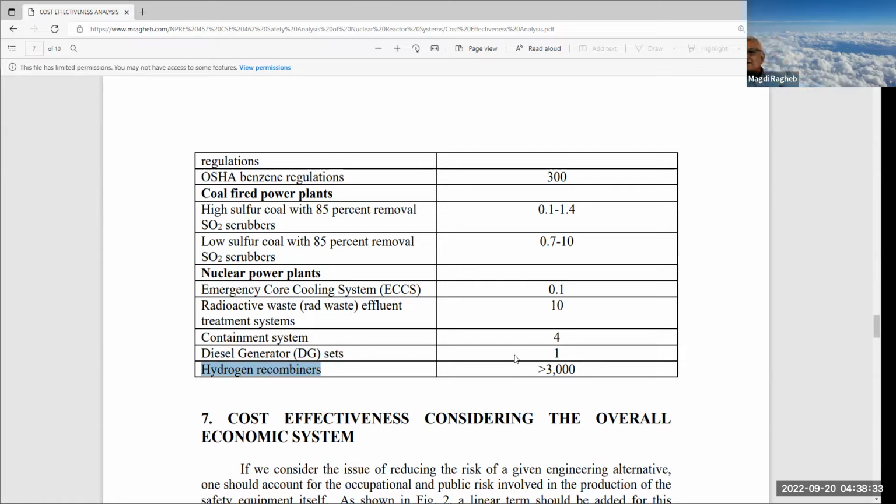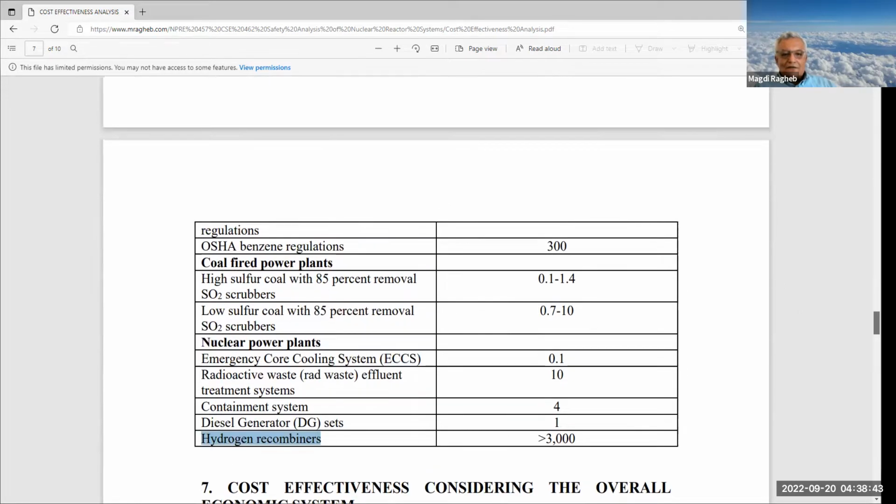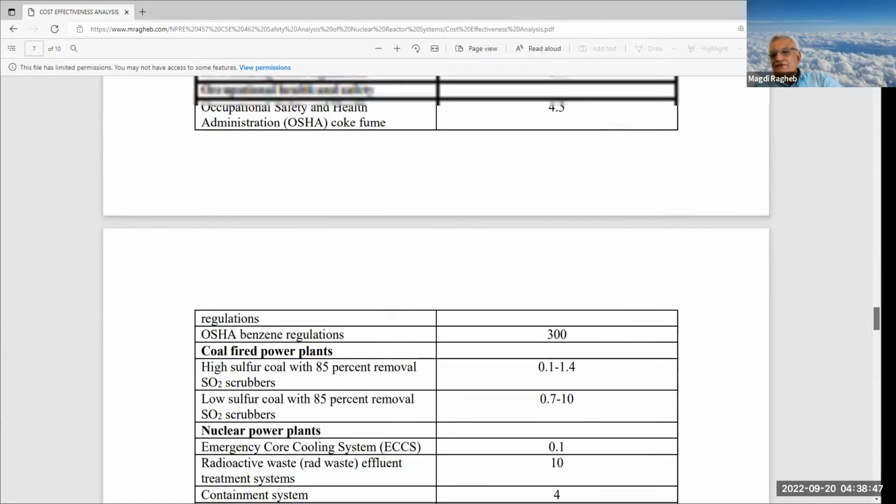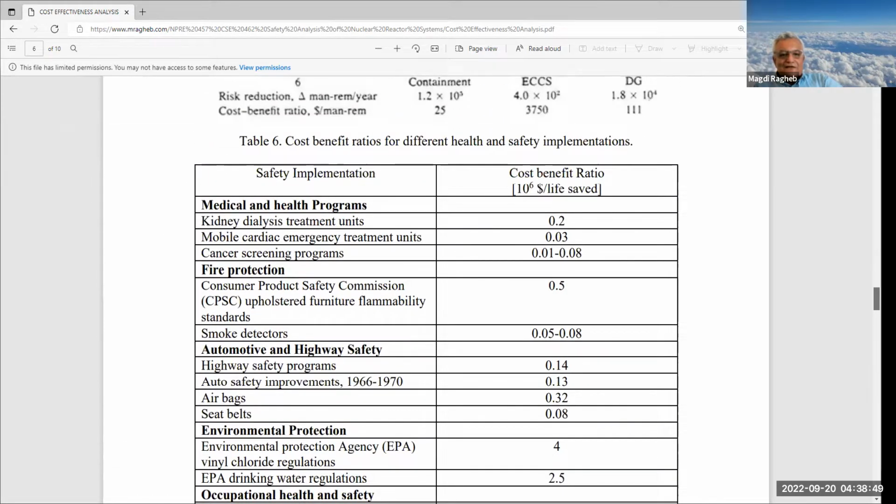In fact, it tells us that they're not needed at all because they're not cost beneficial. Society better spend its resources in reducing the risk in the option that has, of course, cost us the least. And you could see that has to do with cancer screening programs. You can save lots of lives. Smoke detectors cost us much less.